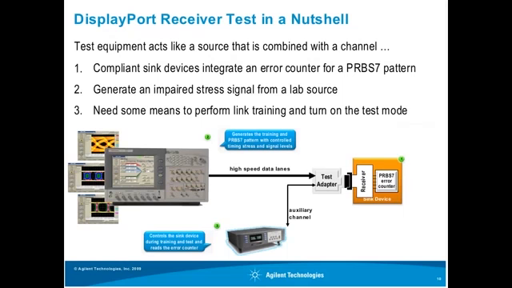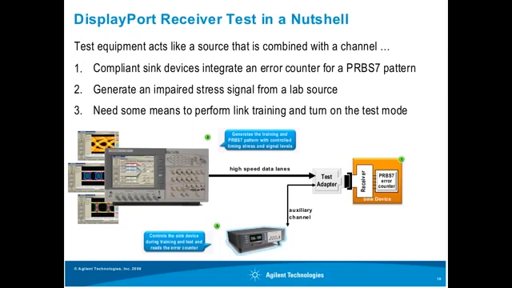So this is how a typical setup could look like. You have your sync device here with the receiver, which has to be tested. And right here you see the PRBS7 error counter. So we are not using a cable for testing a sync device, but a test adapter, which splits the DisplayPort lanes into the high-speed data lanes and the auxiliary channel.